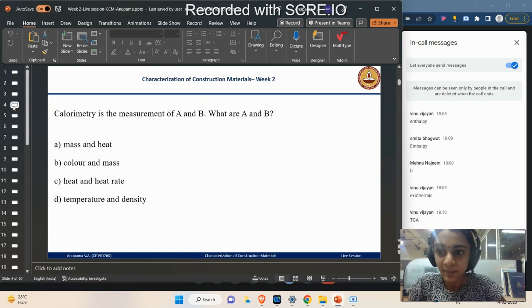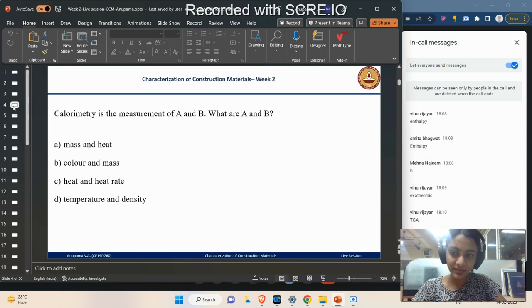Again, it's about calorimetry. Calorimetry is a measurement of A and B. What are A and B? What does calorimetry measure? Does it measure mass and heat, option A? Or option B, color and mass. Or option C, heat and heat rate. Or option D, temperature and density. There are two things which can be measured using calorimetry, A and B. What is A and B? It measures the temperature, density, heat rate, color, mass, heat.